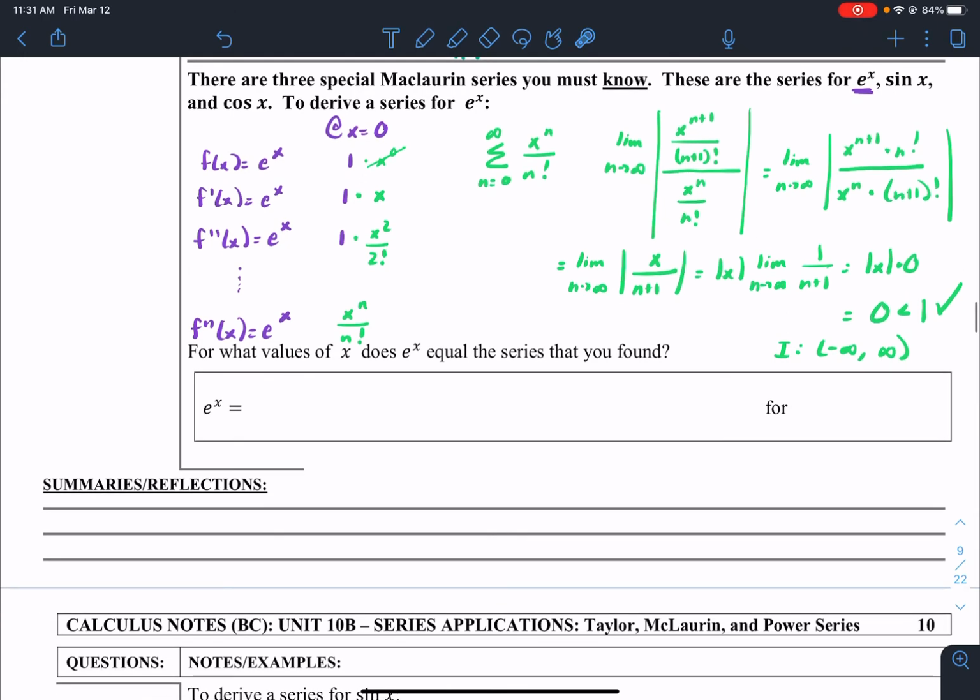So that's what the question is asking. For what values of x does e to the x equal this series? For all of them. So e to the x is the same as 1 plus x plus x squared over 2 factorial plus x cubed over 3 factorial. Then we're going to keep going, and then we're going to say x to the n over n factorial. That's that general term. So these are equivalent to one another, and they're equivalent to one another no matter what x is.